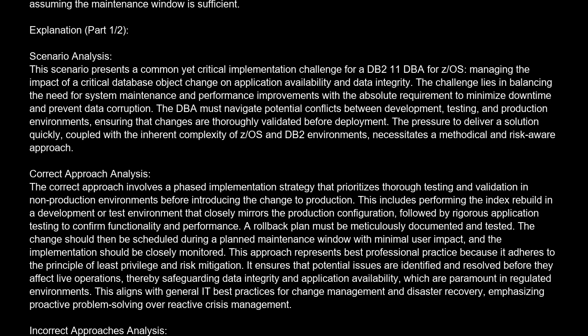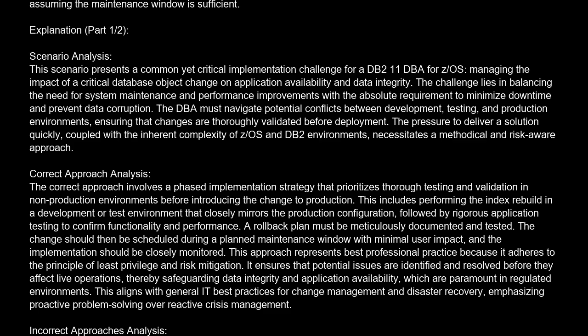This approach represents best professional practice because it adheres to the principle of least privilege and risk mitigation. It ensures that potential issues are identified and resolved before they affect live operations, thereby safeguarding data integrity and application availability, which are paramount in regulated environments. This aligns with general IT best practices for change management and disaster recovery, emphasizing proactive problem-solving over reactive crisis management.